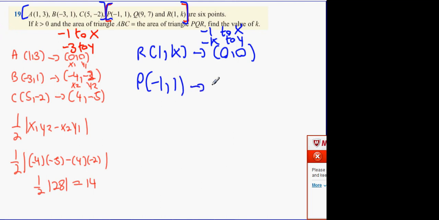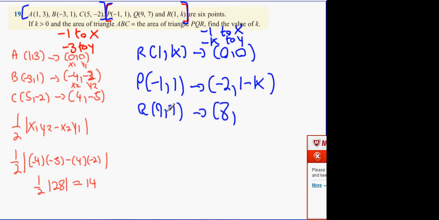And what you get this time is, take away 1 from x, you get minus 2. Take 1 away from k, 1 minus k. Next one is Q, which is 9, 7. Take 1 away from it, we get 8. Take k away from 7, we get 7 minus k.